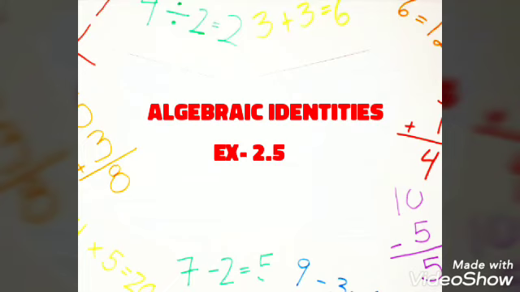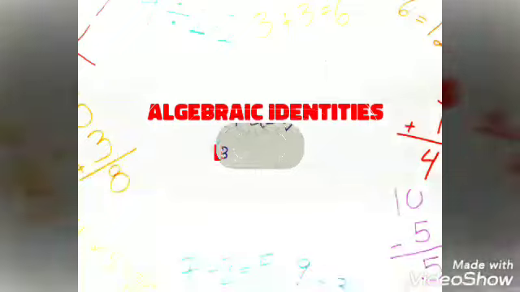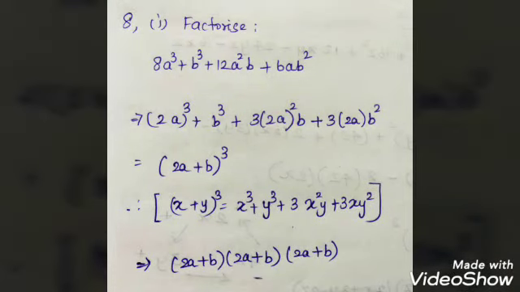Hello everyone, this is our chapter 2, polynomials. Here in this session on algebraic identities, we are going to complete exercise 2.5. Your 8th problem and your first subdivision: we are going to factorize 8a cube plus b cube plus 12a square b plus 6ab square.